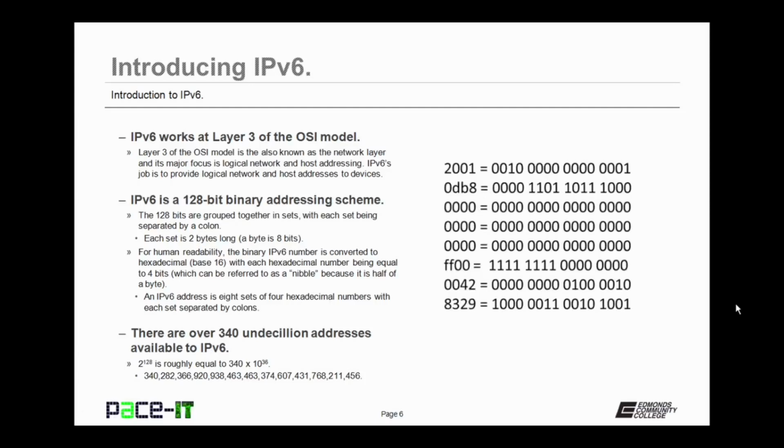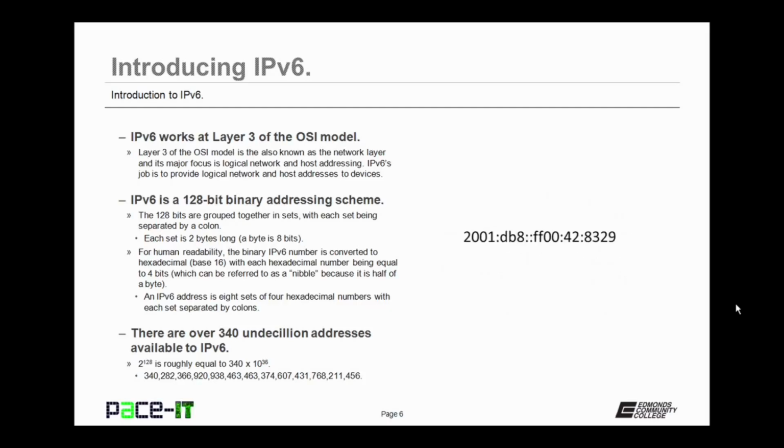For human readability, the binary IPv6 number is converted to a hexadecimal number, that's base 16, with each hexadecimal number being equal to 4 bits, which can be referred to as a nibble because it is half of a byte. An IPv6 address is 8 sets of 4 hexadecimal numbers, with each set being separated by colons. IPv6 provides for over 340 undecillion addresses.